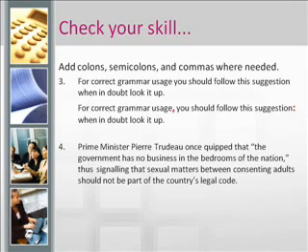And here's one last example. Prime Minister Pierre Trudeau once quipped that the government has no business in the bedrooms of the nation, thus signaling that sexual matters between consenting adults should not be part of the country's legal code. What kind of punctuation do you think should be added to this sentence? This one was a little bit tricky. Actually, no colon or additional punctuation is necessary. This partial quote does not interrupt the flow of the sentence, and therefore does not have any colon.